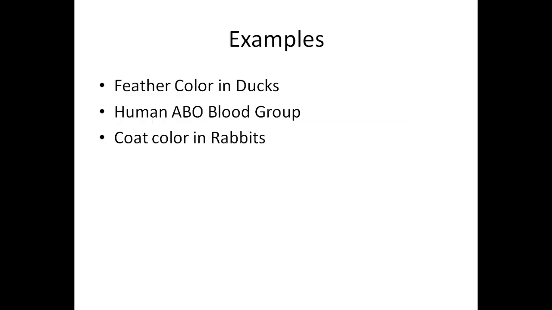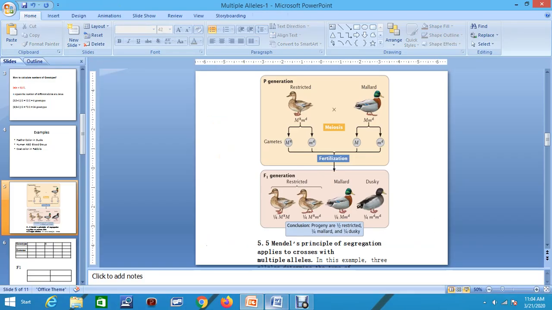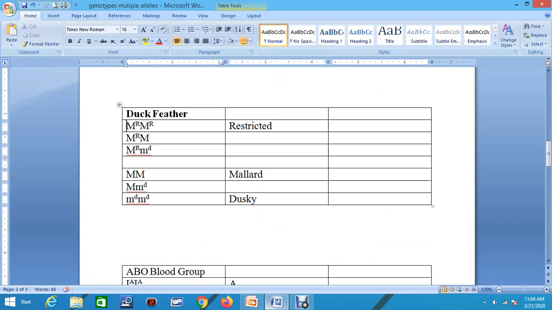First, I will explain about feather color in ducks. Generally we have here 6 genotypes, since they have 3 alleles. One of the alleles is capital M with the superscript R. It is for restricted feather. This one is dominant over the other 2 alleles. Capital M alone represents the mallard pattern of feathers in ducks, and MD is for dusky feathers.